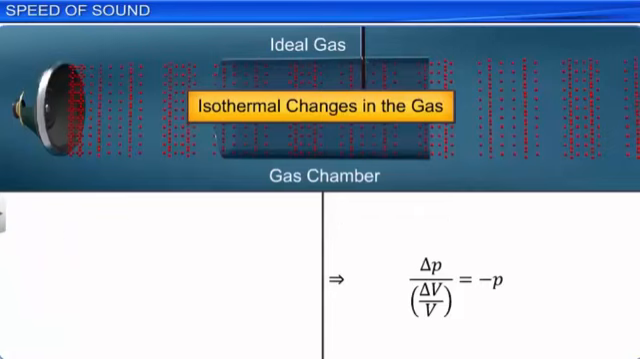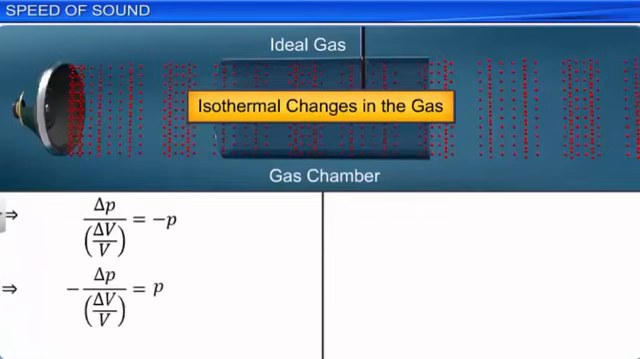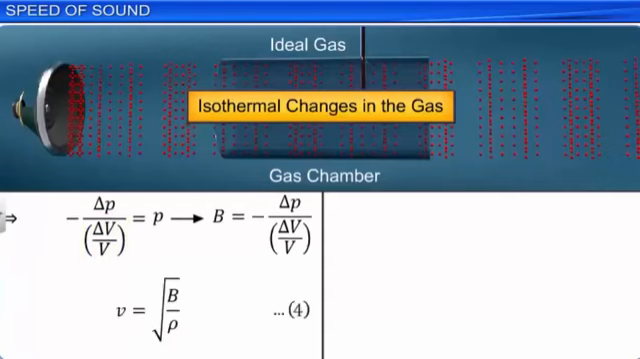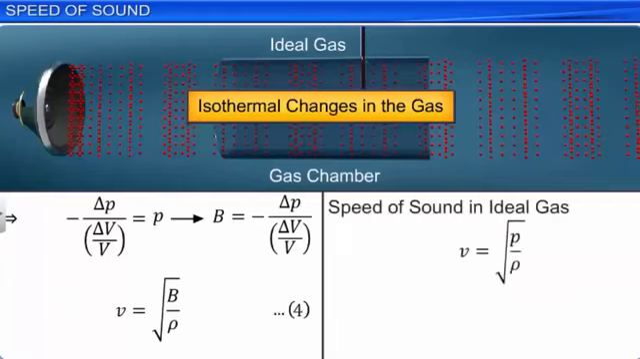Substituting this in the equation for the velocity of sound in air, v is equal to root of B by rho, we get v is equal to root of P by rho. Let this be equation 6. Thus, the speed of a sound wave in an ideal gas is denoted by equation 6. As this equation was given by Newton, it is called Newton's formula.